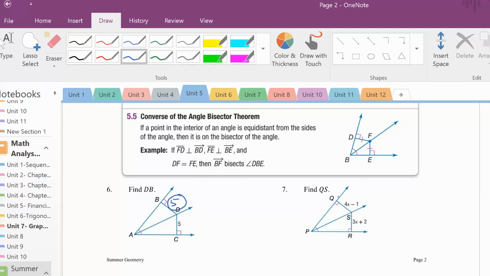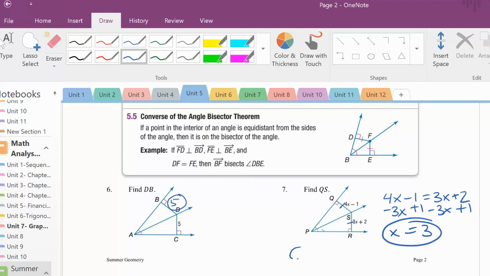So here for QS, since this is an angle bisector, then these two have to be equal, which means we have to set 4x minus 1 equal to 3x plus 2, subtract 3x, and then add 1. So we get x equals 3. And then to find QS, we put the 3 in. So 4 times 3 minus 1 is 11.